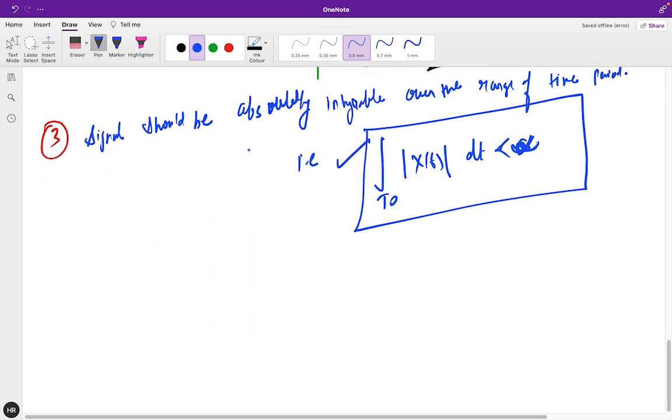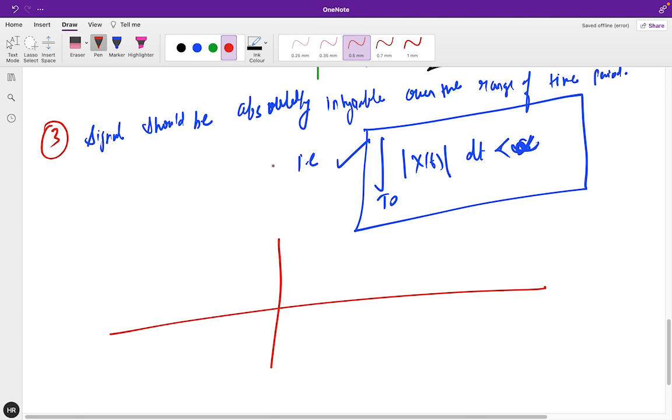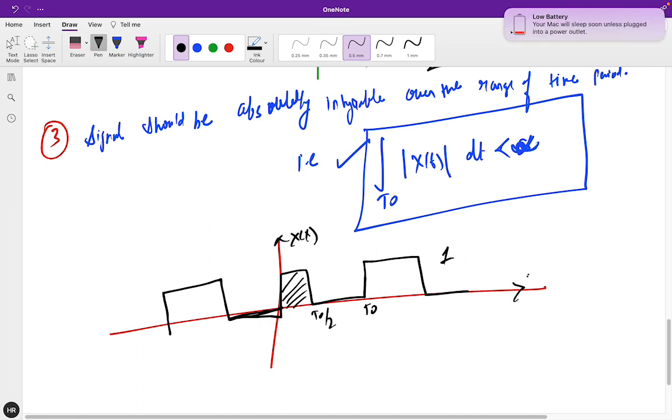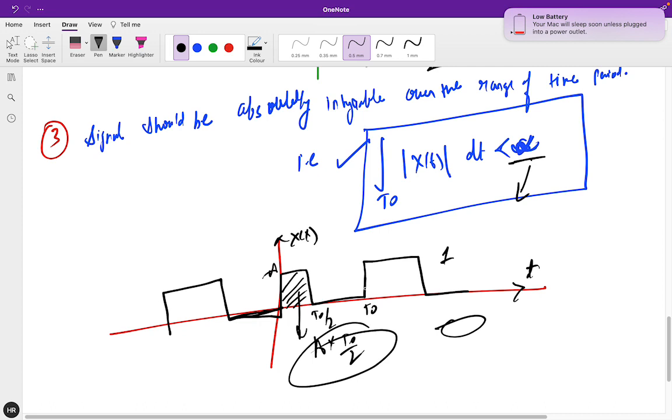Okay, like, see, this is the signal. This particular one is your signal. This is T naught by 2, this is T naught, this is 1, this is x of t, this is time period T. So we are getting an absolute value, which means if you integrate this, some value will come, and that value will be less than infinite. So what will the value be? Get the area, whatever the magnitude is, A into T naught by 2. If you integrate this function, you will get this only.